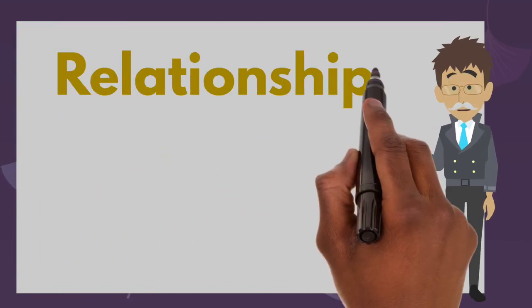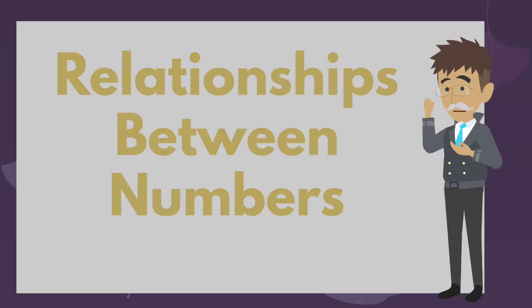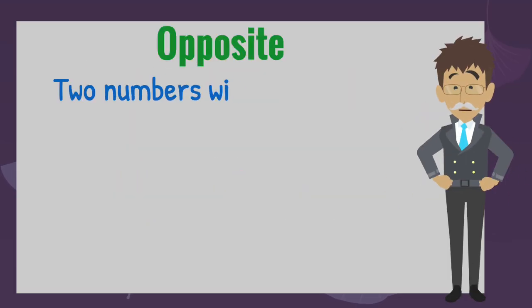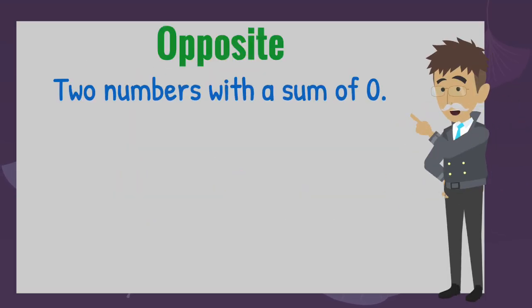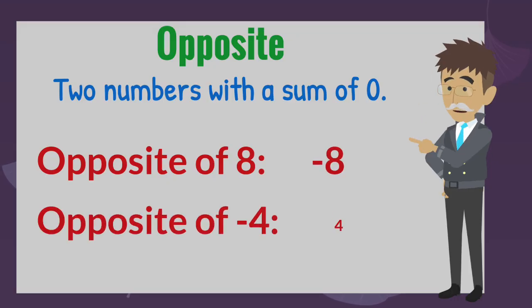Next, students work with numbers that relate to each other in specific ways. Opposite. Two numbers with a sum of 0. For example, the opposite of 8 is -8. The opposite of -4 is 4.